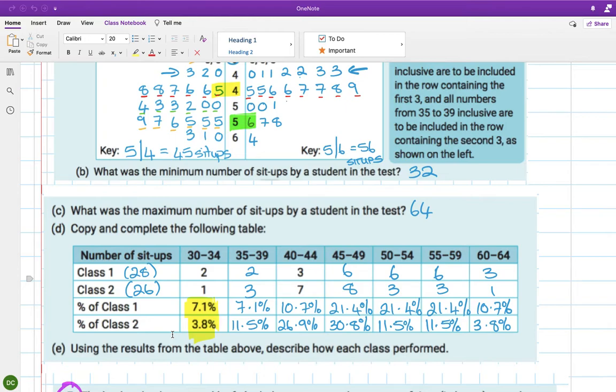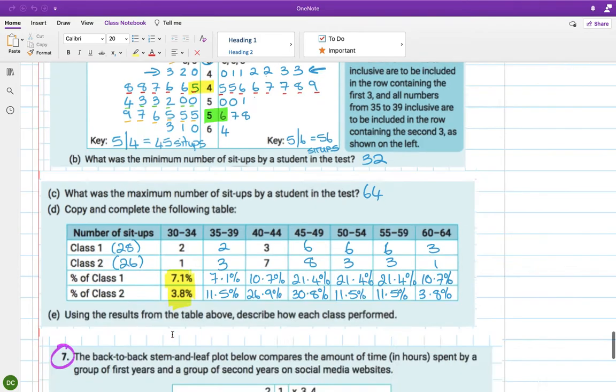Okay, there you go. Using the results from the table above, describe how each class performed. So I suppose we look at the percentages. It doesn't really matter what you talk about here. You kind of need to just talk about a few different things. Hang on, I'll just zoom out a little bit so I can do a bit of writing.